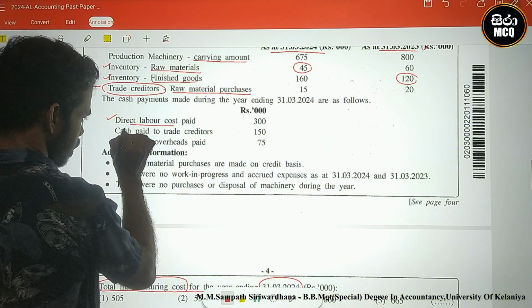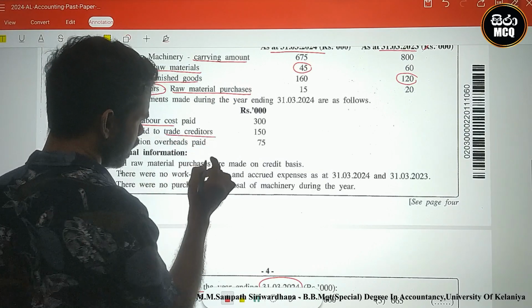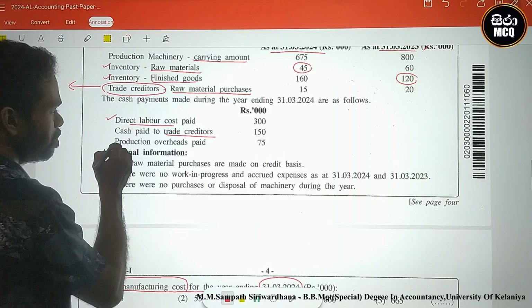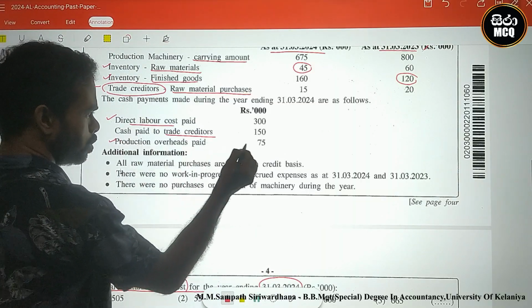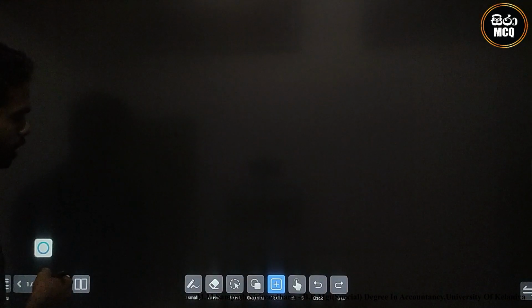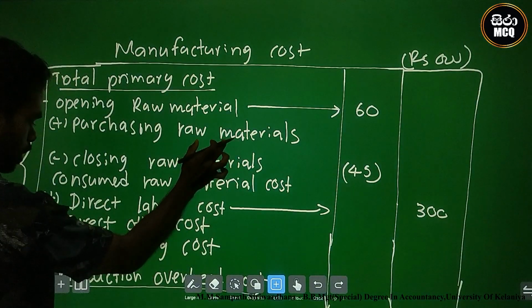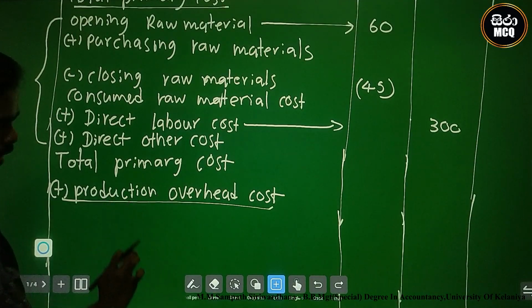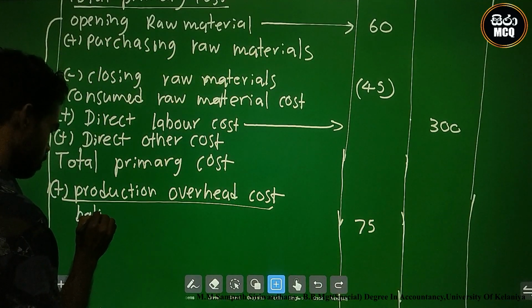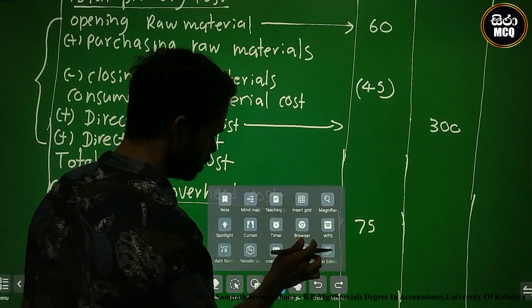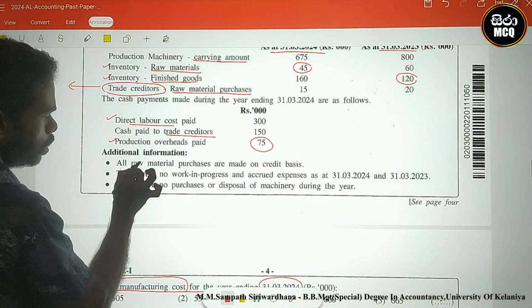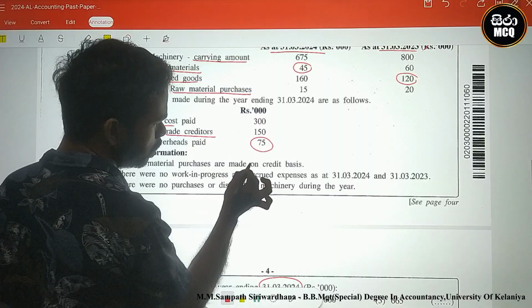Look here. Cash paid to trade creditors. Trade creditors are not directly related to the manufacturing account. Look here. Production overhead cost paid 75. 75 is related to production overhead cost. Overhead cost balance.